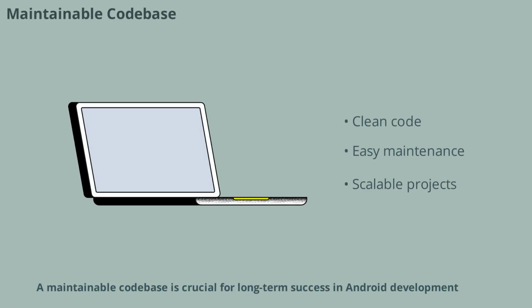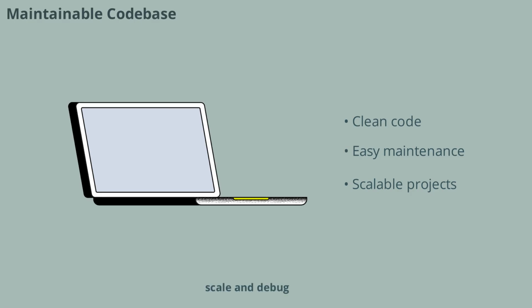Maintainable codebase is crucial for long-term success in Android development. Dagger Hilt's streamlined approach to dependency injection, modular architecture, and automated code generation contribute to a codebase that is easy to maintain, scale, and debug. We'll discuss best practices for keeping your codebase clean and maintainable.